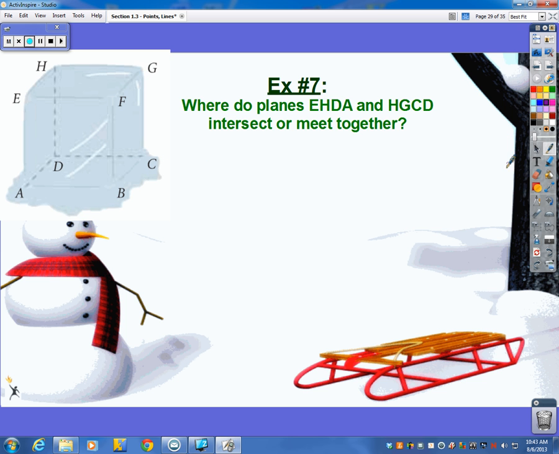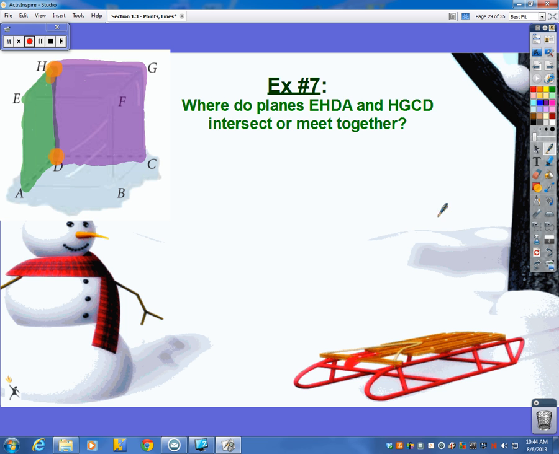So example 7, where do planes EHDA and HGCD intersect or meet? So EHDA, there's EHDA. So we're really talking about the left plane there, and HGCD, that's kind of the back side back here, right? Where do those 2 planes come together? And here's a very common response that I get. Well, those 2 planes come together at H and D.